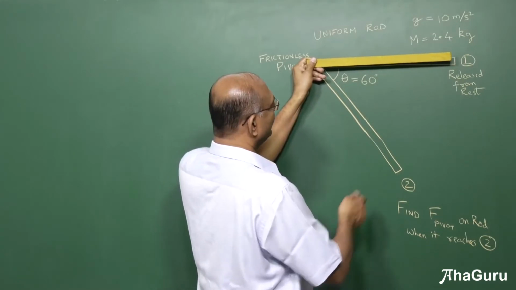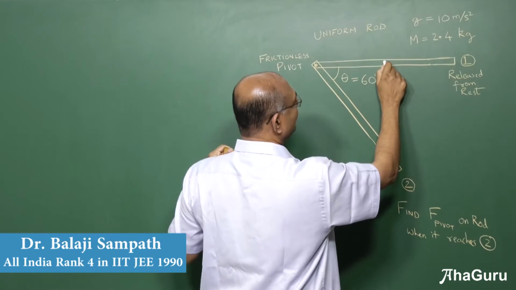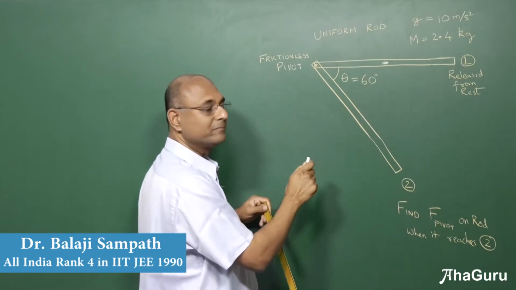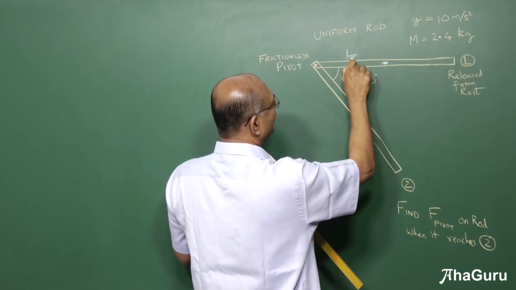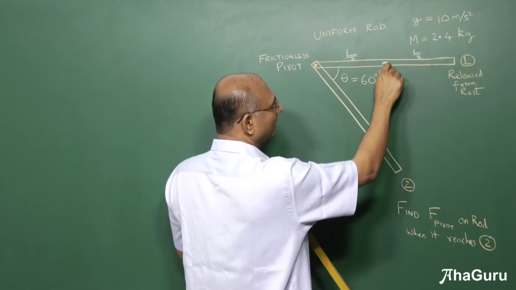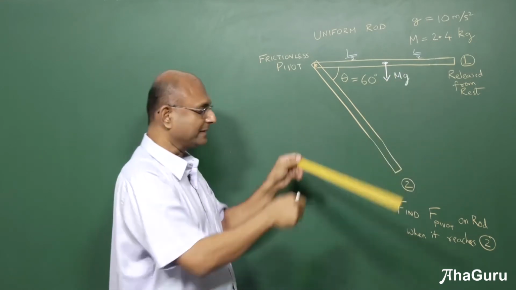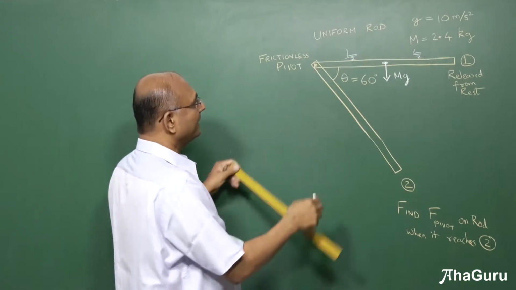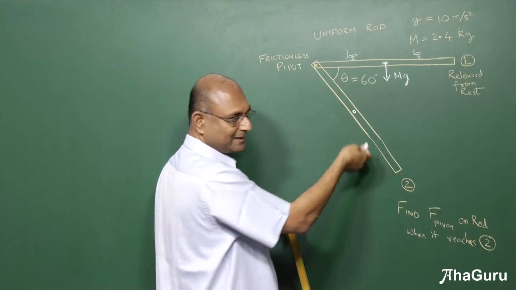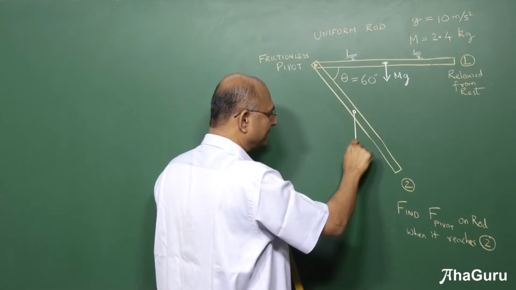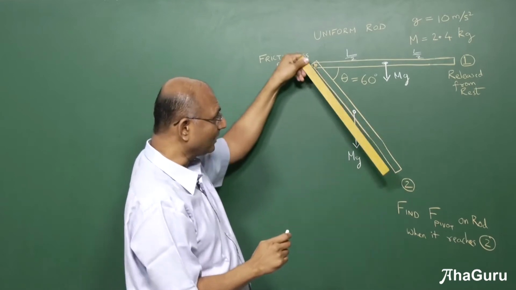If you see, this rod has its center of mass right in the middle, because it's a uniform rod. Let us assume the rod has length L. So this is L by 2 and that is also L by 2. mg acts right in the middle, at the center of mass, downwards. When the rod comes to this position also, the center of mass is right in the middle, and therefore mg acts this way, downwards. Please remember it is acting downwards.